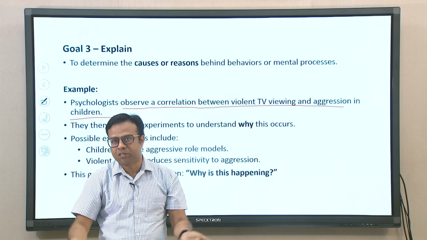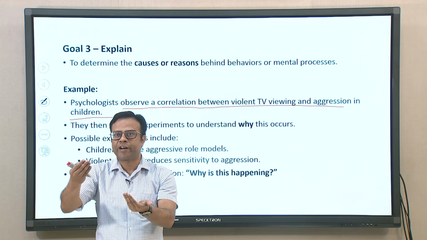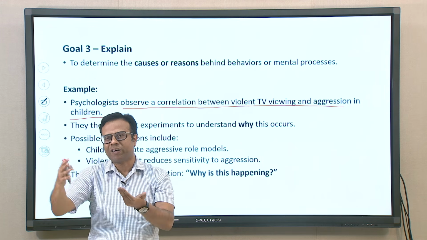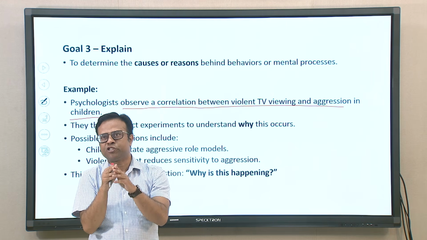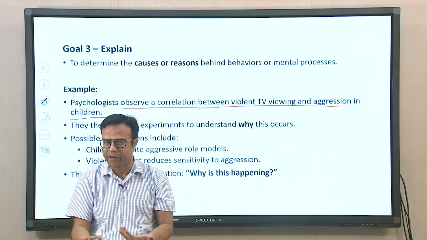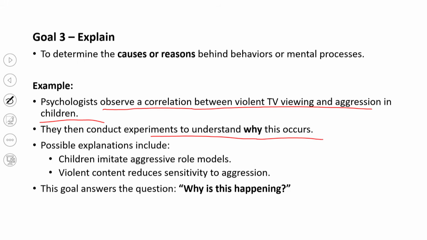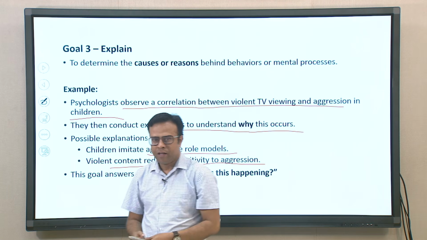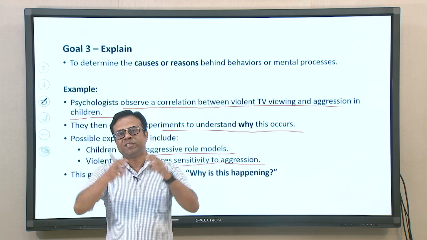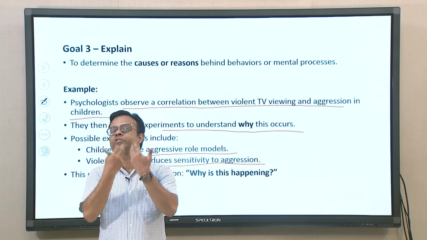Now, the psychologist may be interested in why this happens, what is the reason behind it. If a certain child shows more aggression because of looking at aggressive programs on TV, what is leading to this relationship? So, the psychologist is not just interested in predicting, but also in explaining why this is happening. They can conduct experiments to understand why this occurs. A possible explanation through experiment can be that children imitate aggressive role models, because they see something and try to imitate it, because they feel good by looking at their behavior. They will think, let me do it also. It may also be possible that violent content reduces sensitivity to aggression. You simply become less sensitive to what others are feeling because of looking at too much aggression, so you are also more likely to be more aggressive. Okay? So, they try to find out the reasons behind why something is happening. This is much more important to understand. So, psychologists also try to explain behavior.